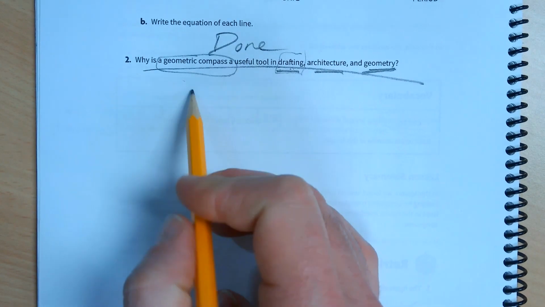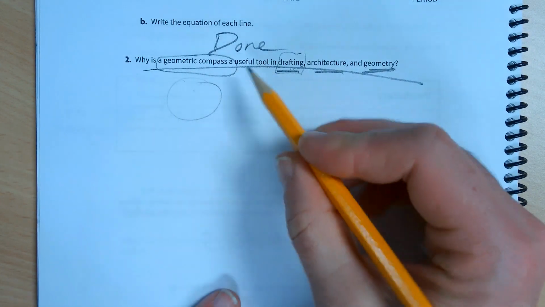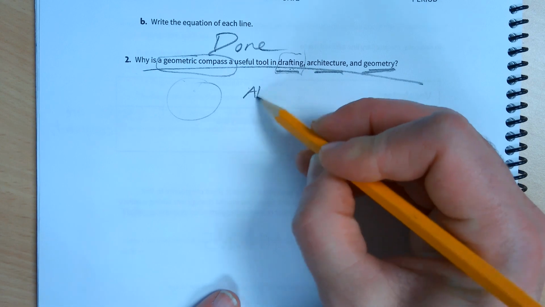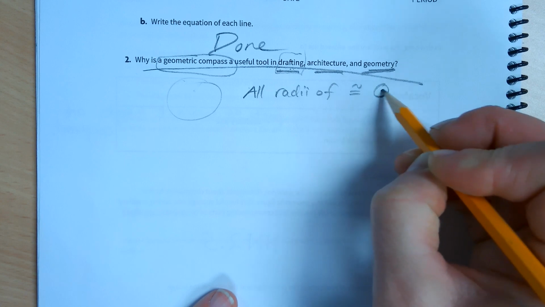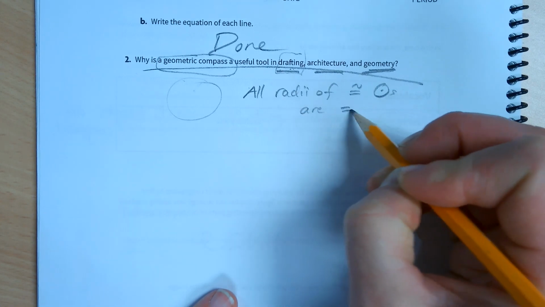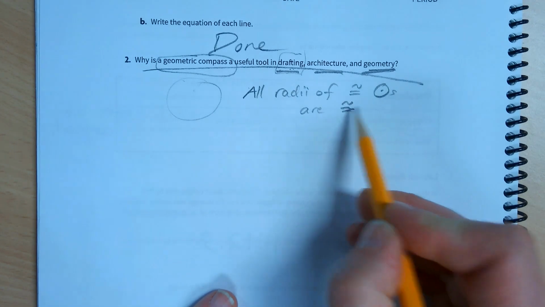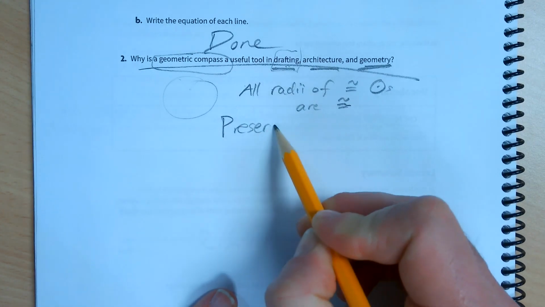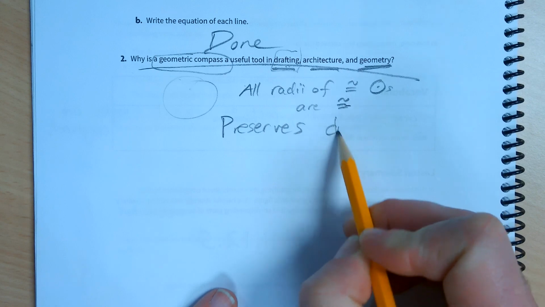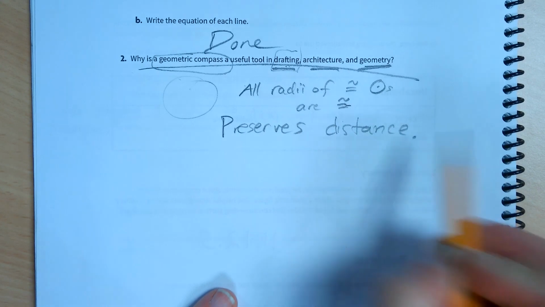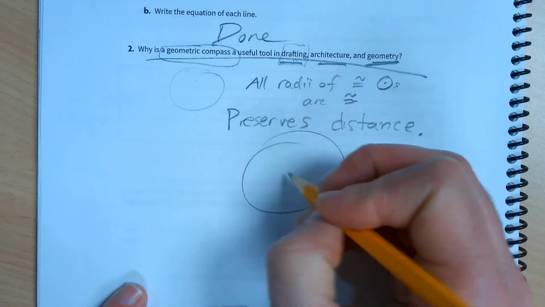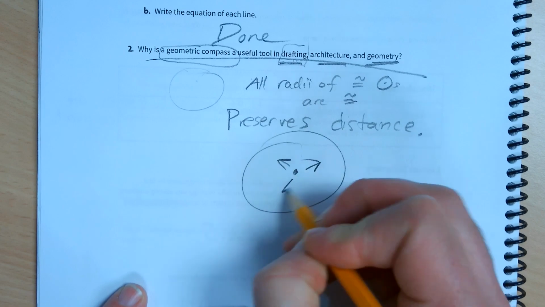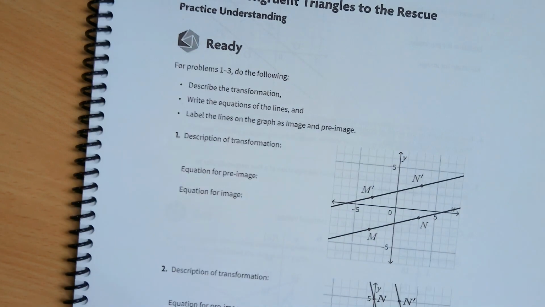Geometric compass. So the thing that makes circles. Why do we use it? All radii of congruent circles. It preserves distance. It's a distance that you can carry around and guarantee. You can guarantee if you make a circle, in every direction is the same distance. The radius. That's called the radius.